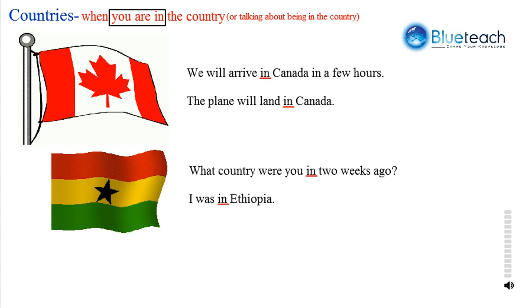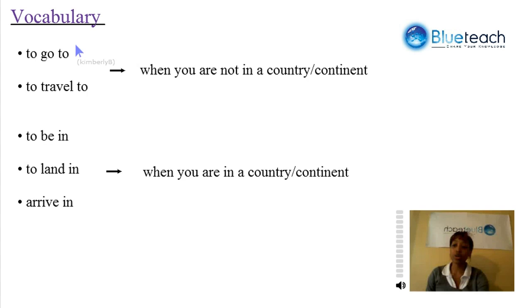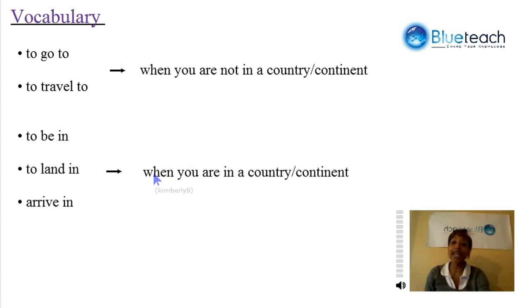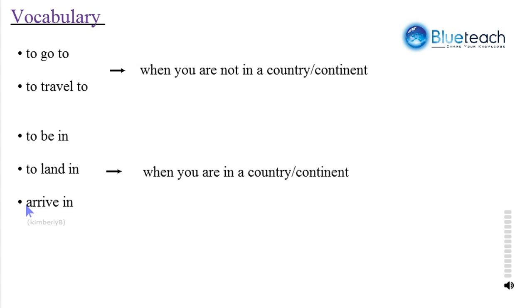So just a quick recap. The vocabulary that we use when you're talking about a country, but you are not in a country or in that continent, we use these type of verbs. To go to, to travel to. And when we are in a country or a continent, then we use another type of verb. And these are some of those examples. To be in a country, to land in a country, or to arrive in a country.